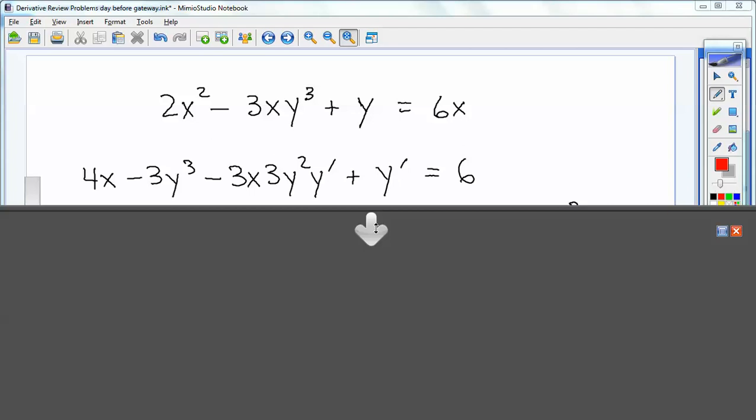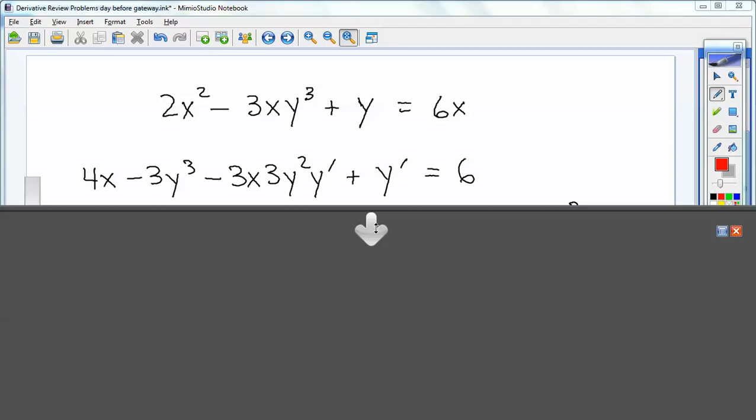No. Your final answer has to be y prime equals. Remember the whole, you got to keep going. You got to gather the y primes to one side. You got to get the non-y primes to the other side. And then you got to factor out a y prime and then divide. Yes, you should get on IXL M1 and do some of those if you forgot that.